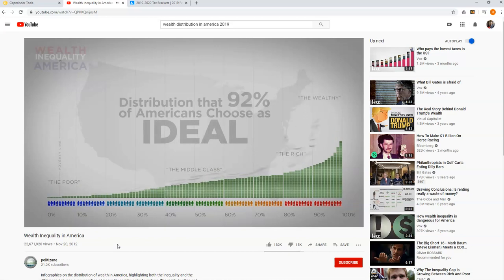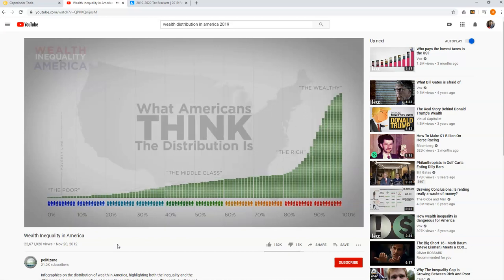But let's move on. This is what people think America's wealth distribution actually looks like. Not as equitable, clearly, but for me, even this still looks pretty great.